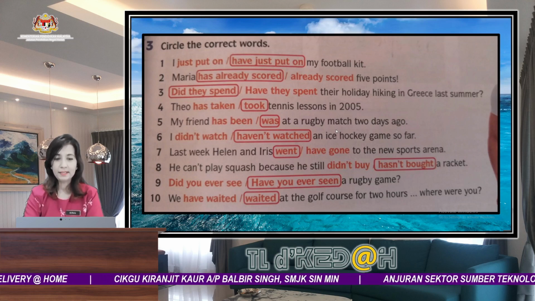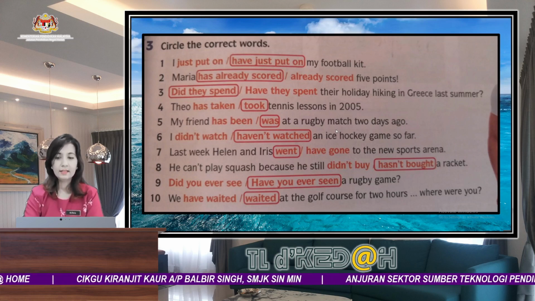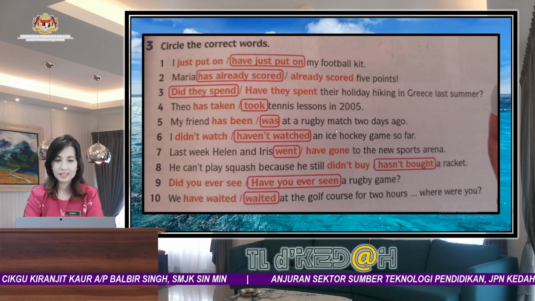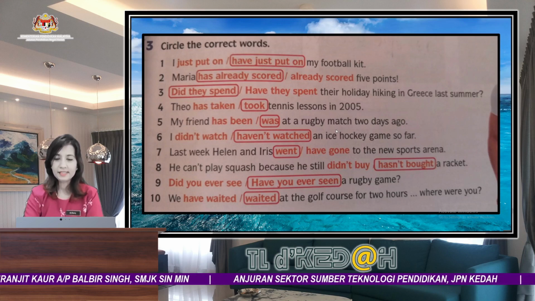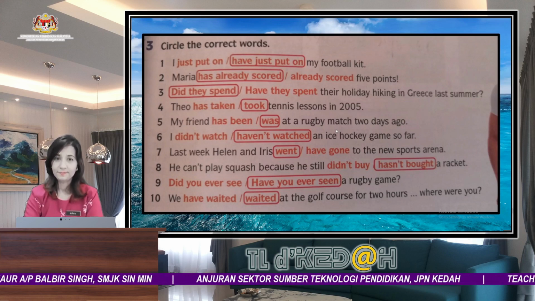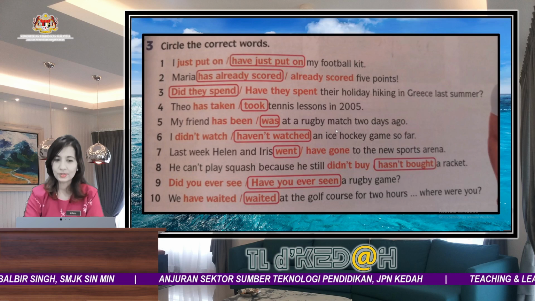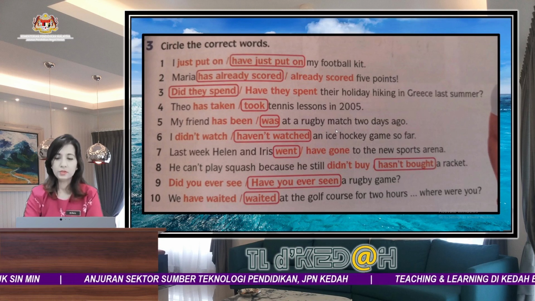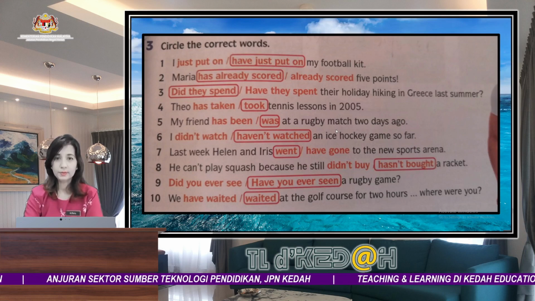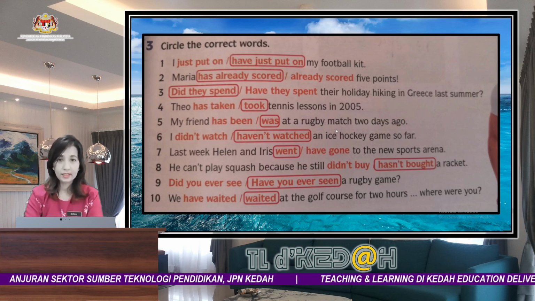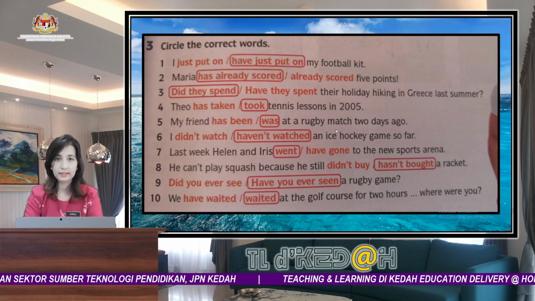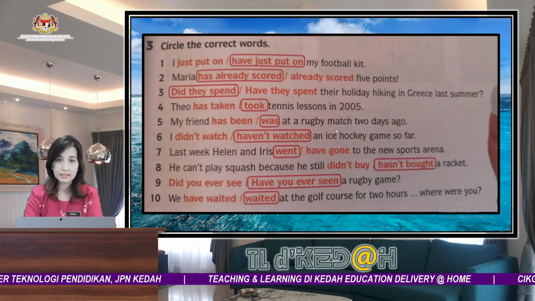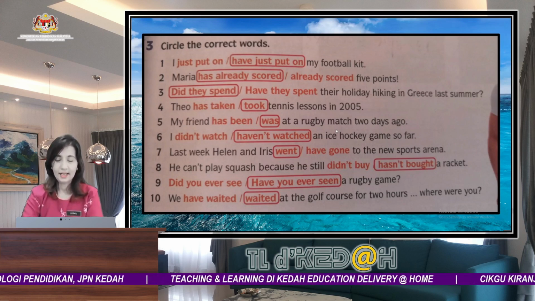Number 8: He can't play squash because he still hasn't bought a racket. So this is present perfect. Number 9: Have you ever seen a rugby game? Yeah, no time specified, so it's present perfect tense. And number 10: We waited at the golf course for 2 hours. Where were you? So the clue here is were. That means there is no more waiting there. They have left because they waited for 2 hours and you did not turn up. Okay, right. I hope it's clear.